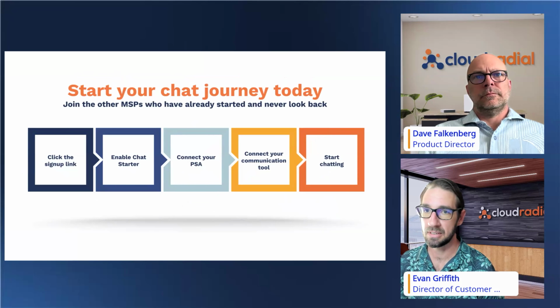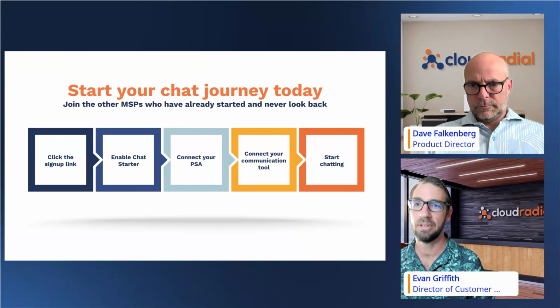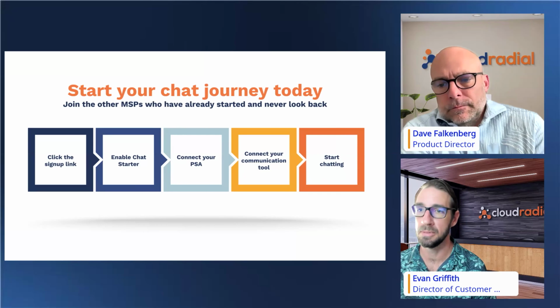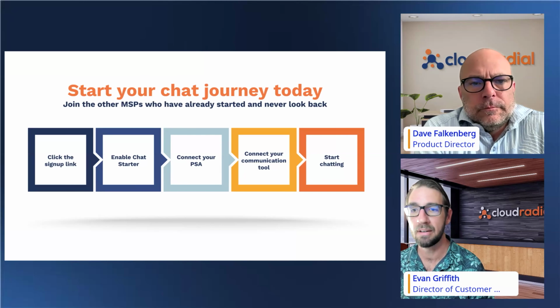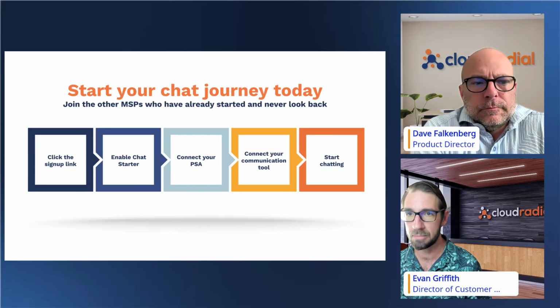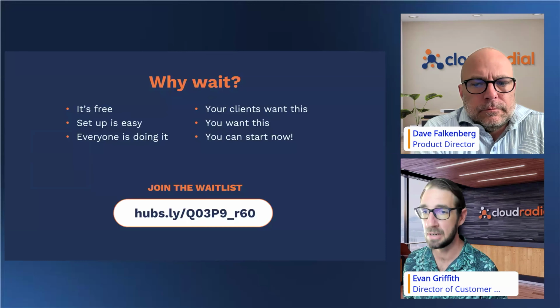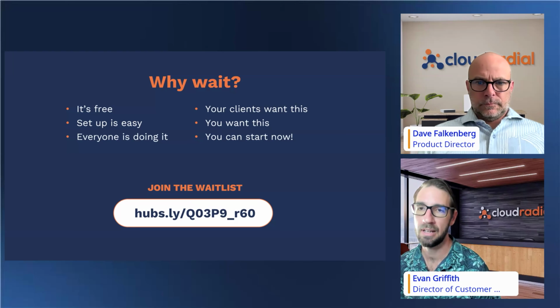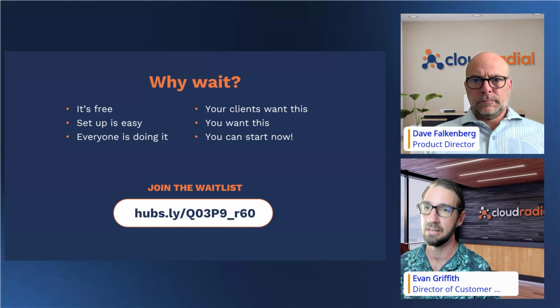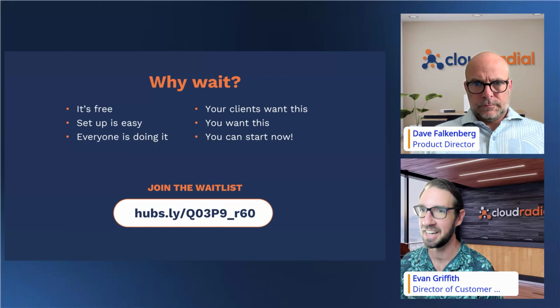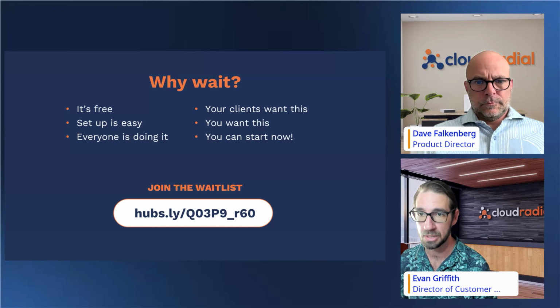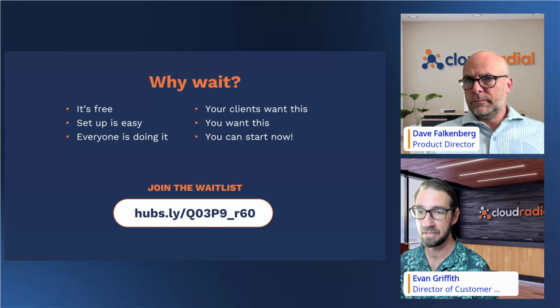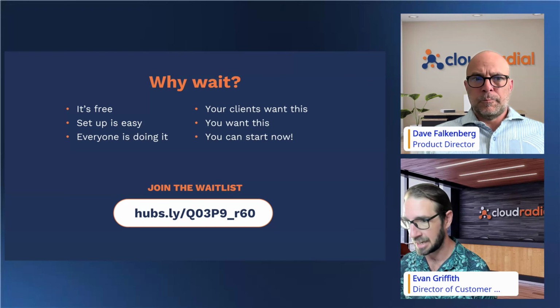And so just to reiterate, click the sign up link. We can enable Chat Starter for you. Connect your PSA, connect your communication tool, and start chatting. You saw David do it right there. That was probably the quickest part of the entire webinar. So there's no reason to wait. I'm pretty sure we've sent the link in the chat a few times already. It's free, setup's easy, and everyone's chatting, everyone's moving into AI too. So Chat Starter is your perfect entryway into that. So go ahead and join the waitlist and start. And if there's anything else, David, you want to say before we have a minute or two?